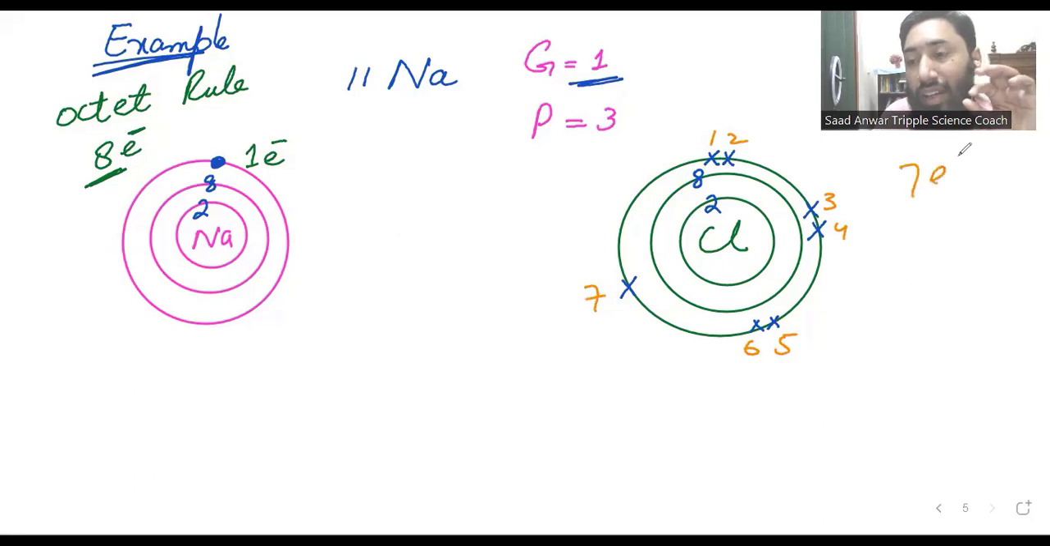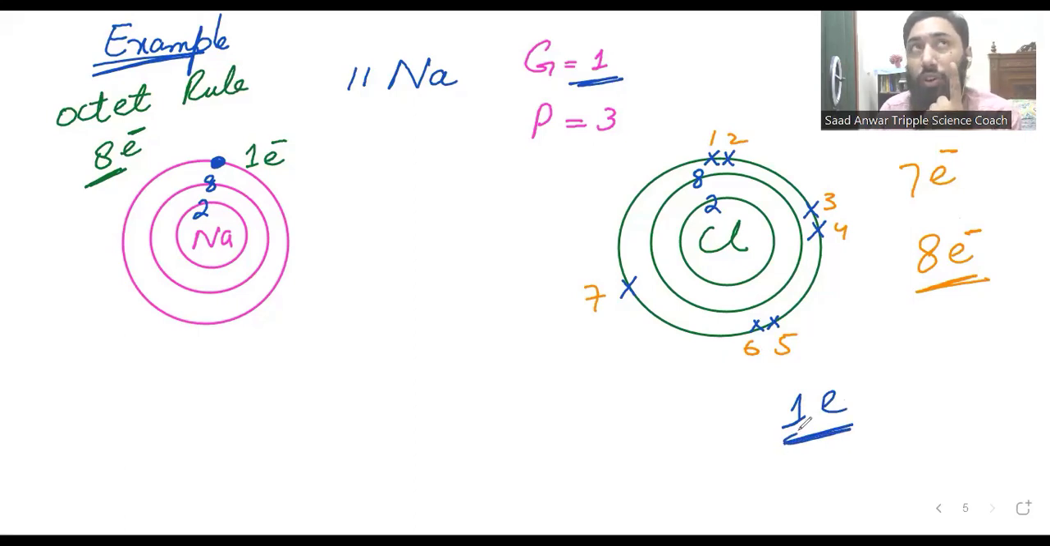Because chlorine has 7 electrons, and we know the octet rule says an atom must have 8 electrons in its outermost shell. So it means chlorine needs one more electron to satisfy its octet rule. Right now, chlorine has 7 electrons in its outermost shell and wants one more. What about sodium? Sodium has just one electron. Sodium does not want one electron in its outermost shell. Sodium wants 8 electrons in its outermost shell.